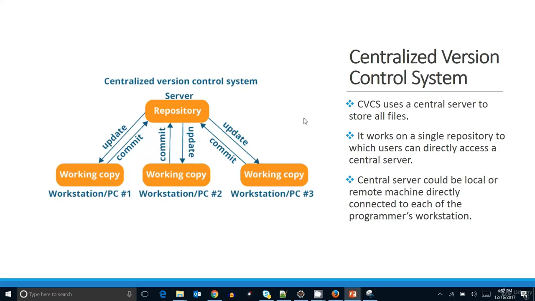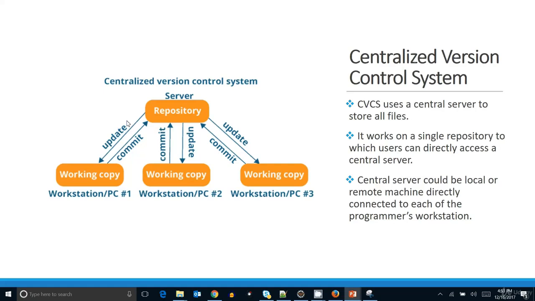Now, in this system, the centralized version control system uses a central server to store all the files. So it means all the files which we need to implement and configure will be placed here. All the data, whether source files, resources, photos, applications, or code, anything on which your project depends, all files will lie on this centralized server.